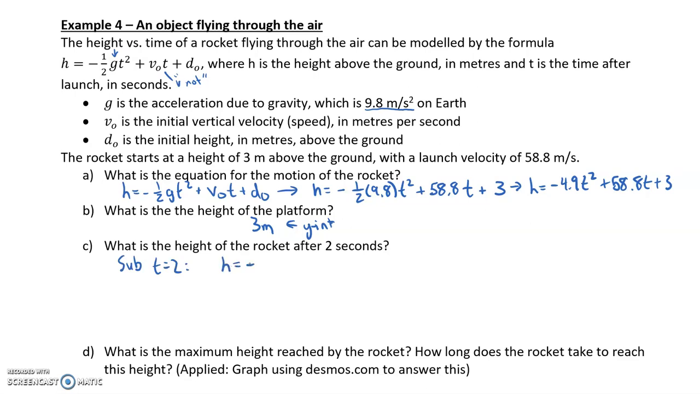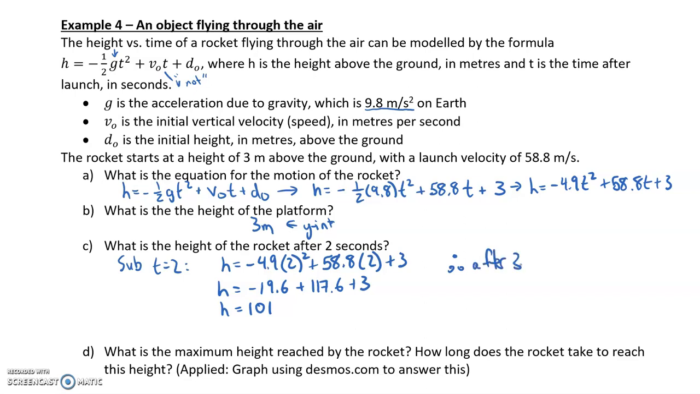And so that gives me h equals negative 4.9. I'm going to use my equation that I simplified. I'm going to substitute 2 in for t. Everywhere I see the t, I'm going to put a 2. And then I'm going to arrive at the following numbers. I get negative 19.6 plus 117.6 plus 3. And then when I add all those together, I get a value of 101. And we can conclude, therefore, that after 2 seconds, the rocket will be 101 meters above the ground. It's a pretty good rocket if I don't say so myself.